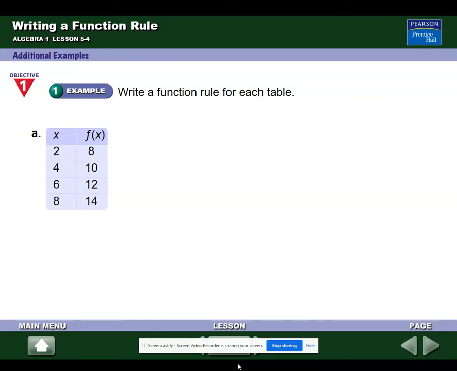Algebra 1, Section 5.4, writing a function rule. Just a couple of examples here. Should be a quick video. Given a table of values, it says write a function rule for each table.